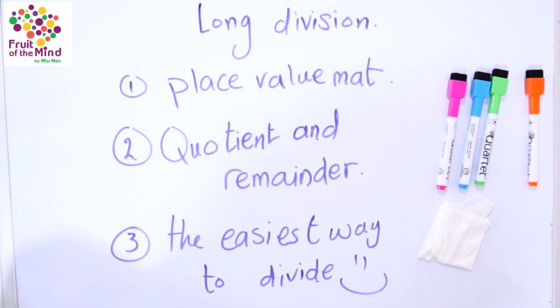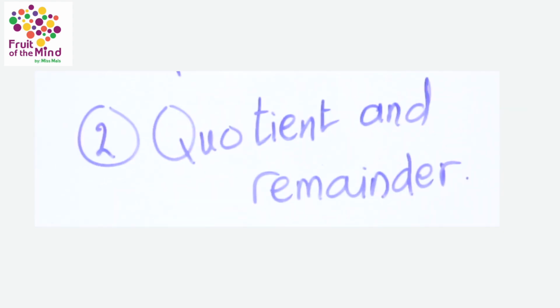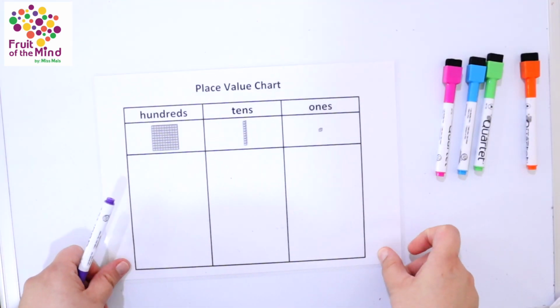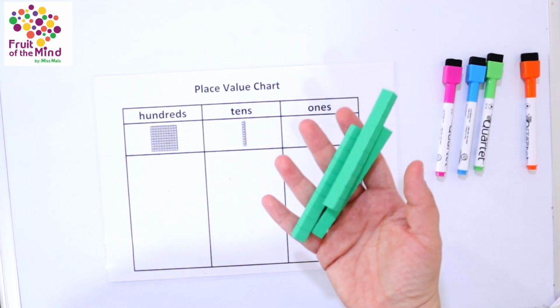So today I'm going to show you how we represent long division using different strategies. We're going to use the place value maps, then we're going to investigate the quotient and remainder, and then I'm going to show you the easiest way and the shortest way to do long division. Let's begin with the place value maps. I'm going to use the chart, the place value map. I'm going also to use base 10 blocks.